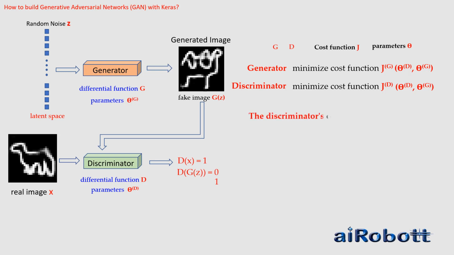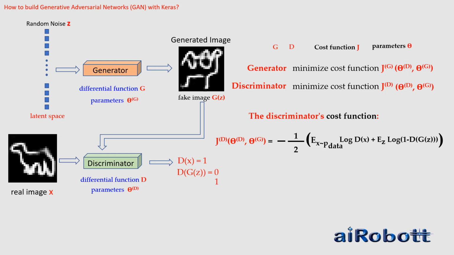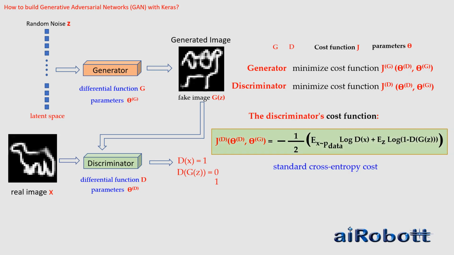The discriminator's cost function J D with network parameters theta D, theta G is equal to minus 1/2 of E x from P data of log D of x, plus E z of log of 1 minus D of G of z. This is just the standard cross-entropy cost that is minimized when training a discriminator with a sigmoid output.